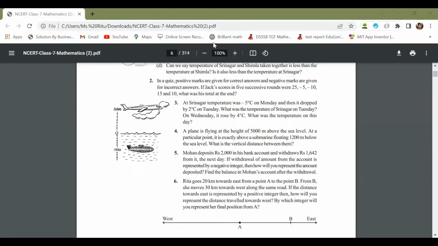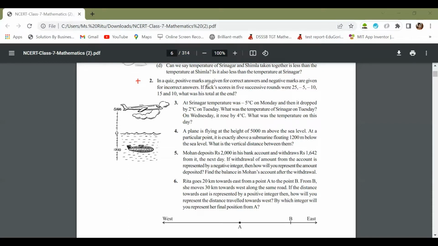Question number 2. Let's see. In a quiz, positive marks are given for correct answers. Means if your answer is correct, you will get positive marks. That means plus in a positive way. Suppose you're giving a test of 10 questions and 5 of your questions are correct. So you will score marks related to those 5 questions. That means the marks were given in a positive way for a correct answer.